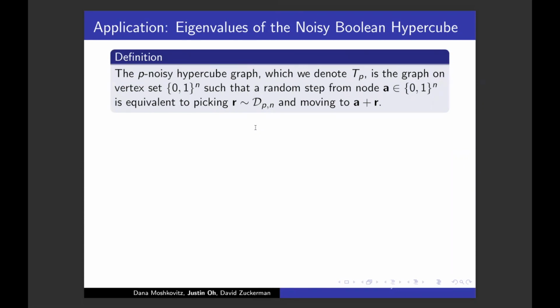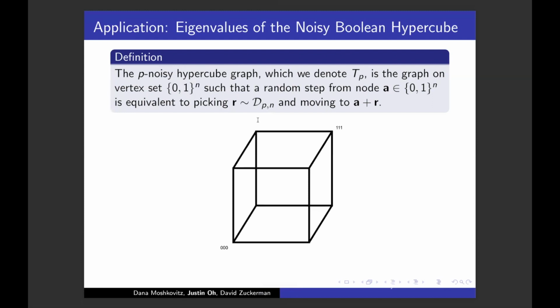And what the noisy Boolean hypercube is, it's a graph with the vertex set 0, 1 to the n, such that a random step in the graph, starting from some node a, which is a string in 0, 1 to the n, is equivalent to picking some random r from the distribution d sub p comma n and moving to a plus r. So what you can think of this as is a random step is equivalent to taking your current node, or your current 0, 1 string, and independently flipping each bit with probability p.